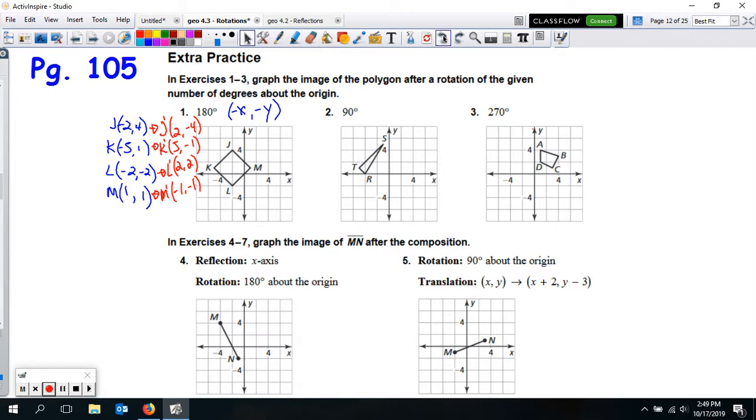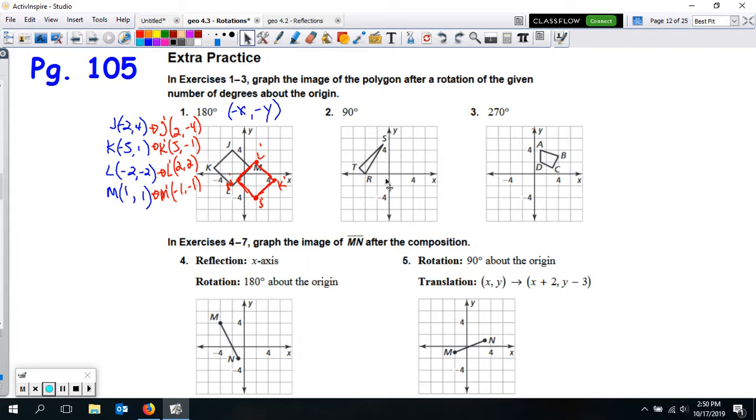For J prime, we'll put that down here. That's going to be 2 to the right, 4 down. K prime, 5 to the right, 1 down. And then positive 2, positive 2, so one box this way, one box that way for L prime. And then negative 1 is in the third quadrant, so half a box this way, half a box down. Then just connect your dots together to make your shape right there. And that one's done. Then for number 2, same thing.